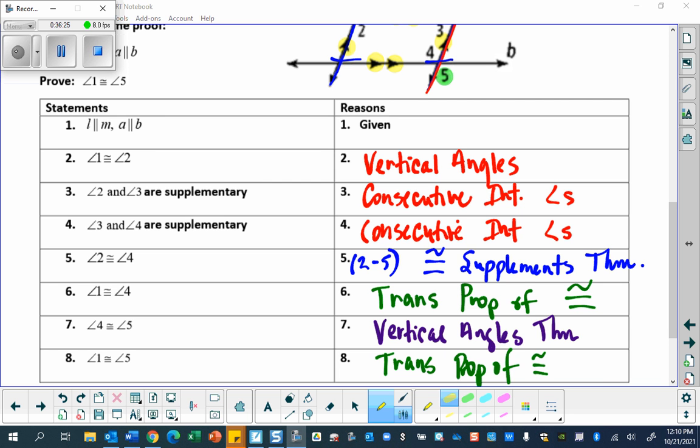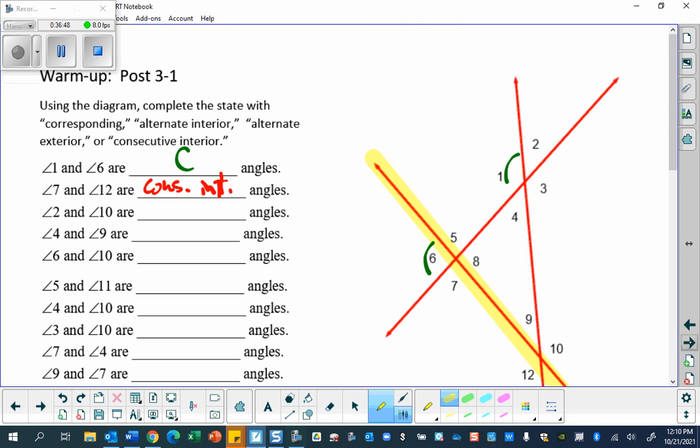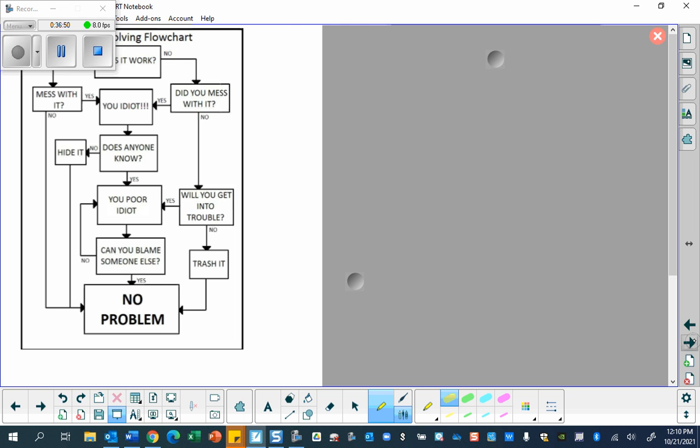Congruent supplements theorem. Then we have the transitive property of equality and our vertical angles theorem, and then our transitive property of equality takes us down to 1 and 5. Pretty cool proof. I love that one. Make sure you have it in your knowledge base. Sound okay?